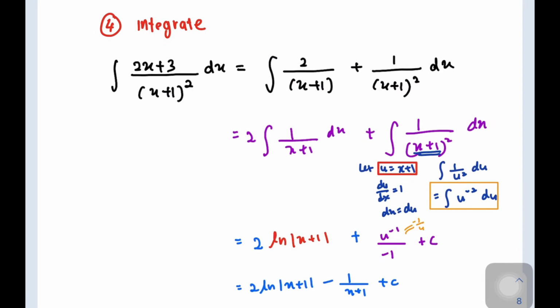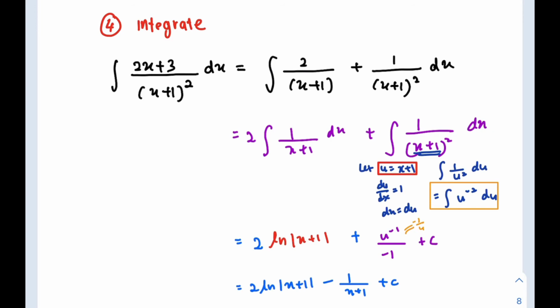Therefore, let's straight away substitute in our question. This is our question just now, and we need to fill in the value of A and the value of B. So this is your new question here. So let's split the first rational function here. 2 is a constant, let's put it outside. So 2 integrate 1 over x plus 1, plus another one, integrate 1 over (x plus 1) squared dx.